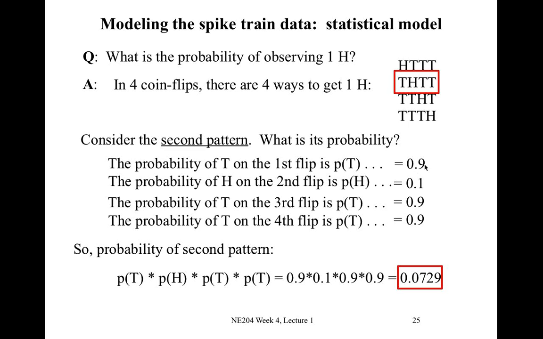And notice all we've done is move the probability of H from the first position, this 0.1 from the first position in our previous flip, to the second position in our second pattern. So we get the same number. We've just moved around these values and we're performing multiplication. So we get the exact same value, the exact same probability of this pattern, the second pattern, as we got for the first pattern.